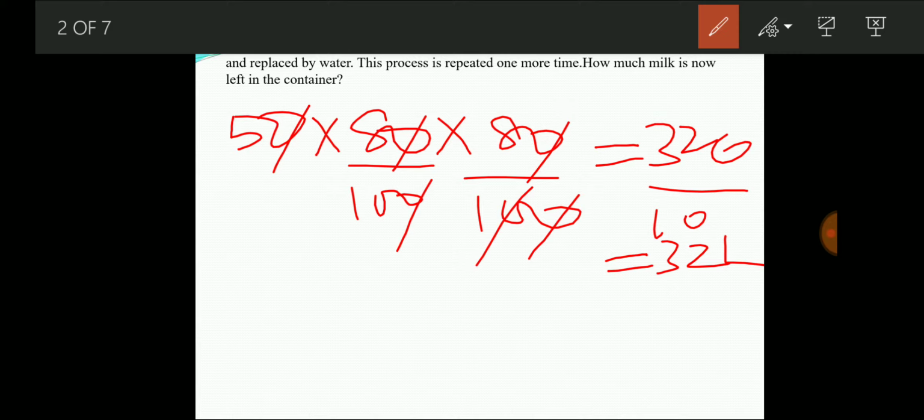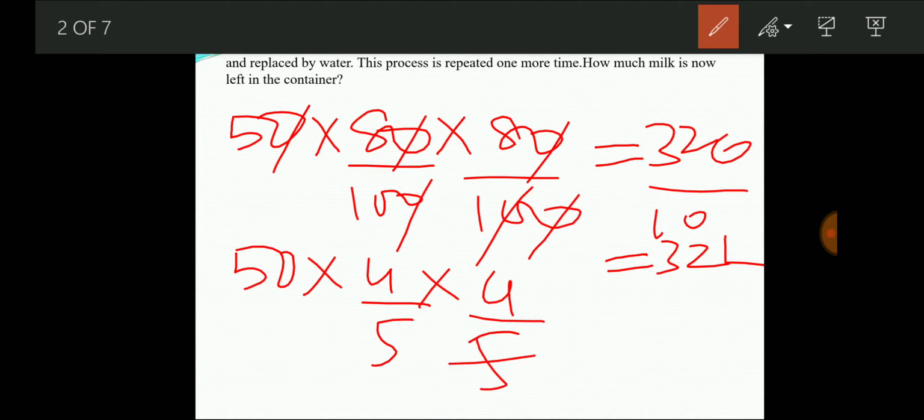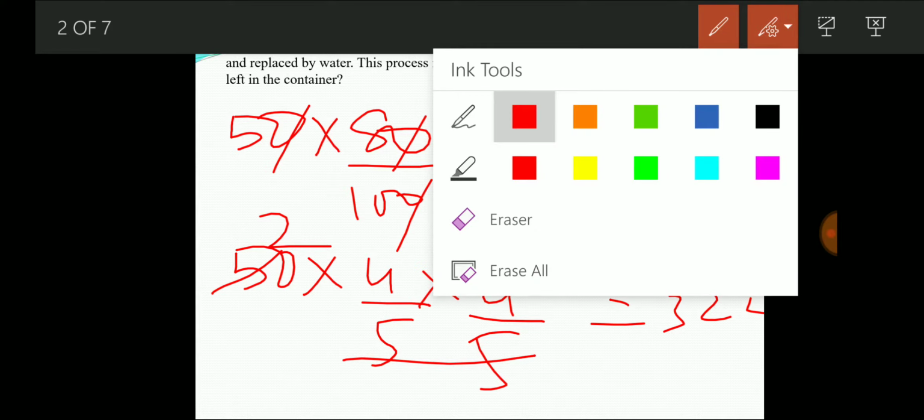I'm just going to see how much milk I'm retaining. So 20% is out, which means I'll have 80% of the milk pending with me. So that's why I multiplied by 80 by 100. Probably we can do it like this: 50 into 4 by 5 into 4 by 5 can give us the answer very easily. Answer is 32 liters. A very simple procedure, because 80 by 100 is nothing but 4 by 5. So answer is 32 liters for this question.